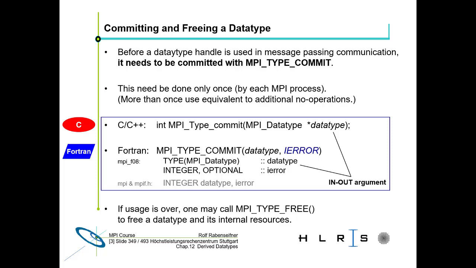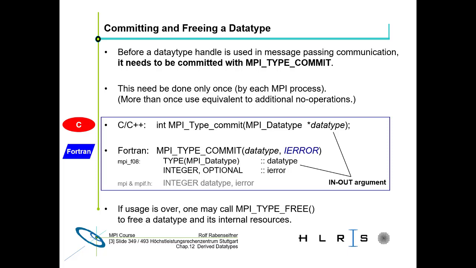So before a data type handle can actually be used in message passing communication, it has to be committed, and that's done with MPI_Type_commit. That needs to be done only once by each MPI process. If you do it multiple times, it doesn't really matter, it's just a no-op. The function signature is MPI_Type_commit, and then just the address of the new data type.